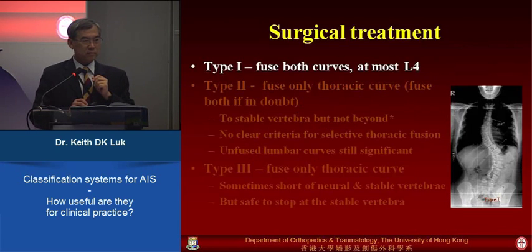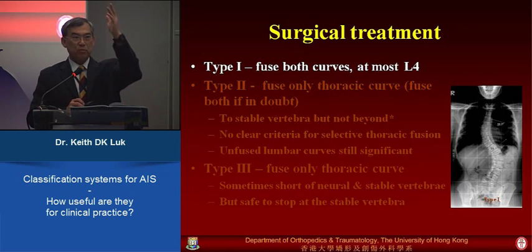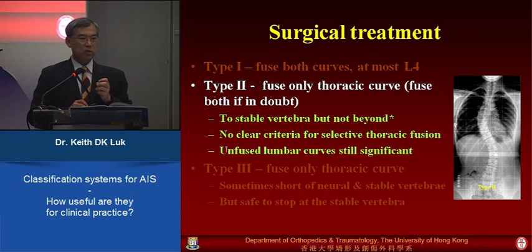size. And the recommendation for treatment by this King's classification is if you have a lumbar curve, you always fuse the lumbar curve in a type 1, but sometimes you may want to include your thoracic compensatory curve. In a type 2, you fuse both if in doubt, but preferably you can fuse only the thoracic curve. This is what later on we'll call the selective thoracic fusion. But at the time when King made this classification, whenever in doubt, fuse also the lumbar curve.